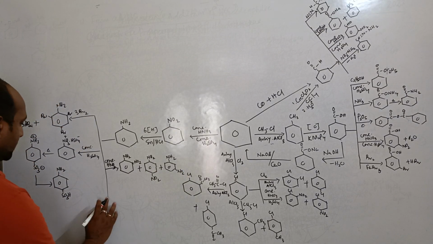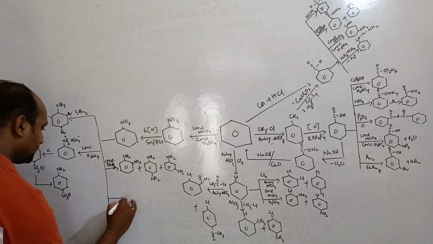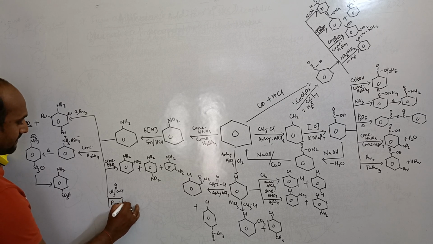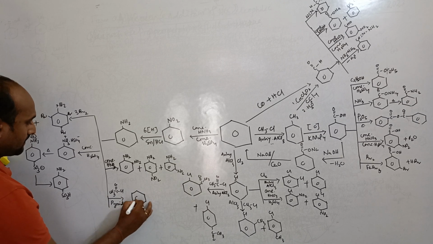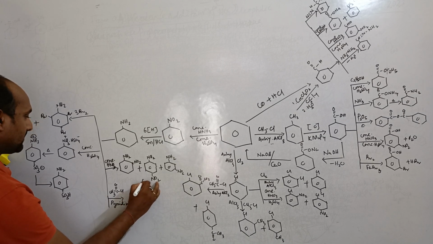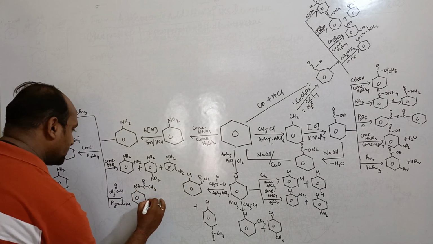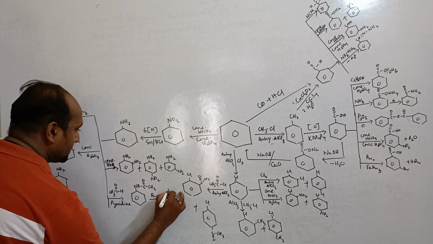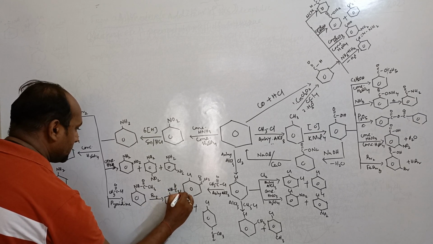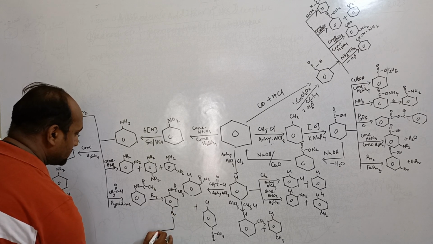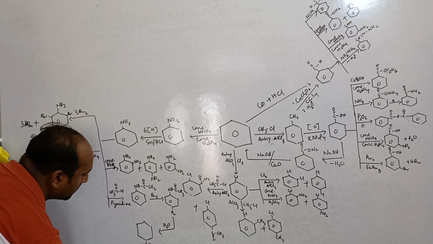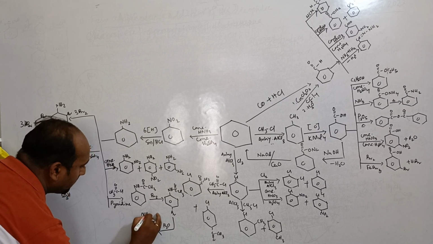Only for this reaction. When aniline is treated with acetyl chloride in presence of pyridine to form N-phenylacetamide. Then bromination, again bromination to form this product. Further it undergoes hydrolysis to form para-bromoaniline plus acetic acid.